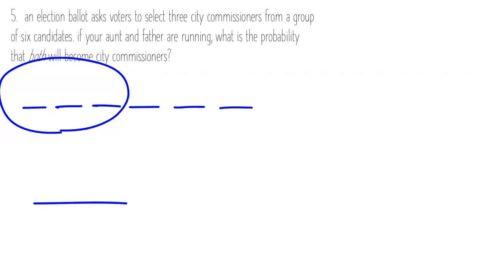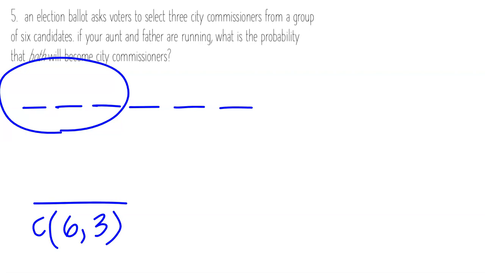So again, when you're coming up with the probability, the denominator is going to be how many different ways you can create a group of 3 city commissioners. It doesn't matter in which order these people are selected. It would simply be a combination of the 6 people. How many different ways can you select 3 of them?